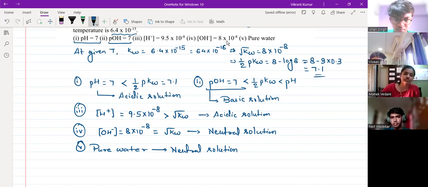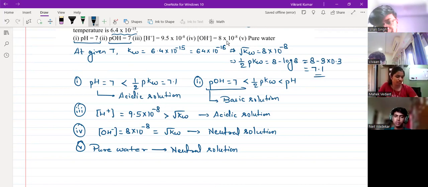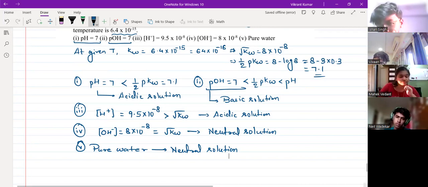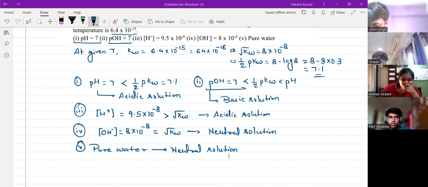We cannot say that its H plus will be 10 raised to minus 7 because we are talking about a temperature which is not 25 degrees. So this is one point. Like I told you, the shifting of the graph with temperature, how to compare it, how the neutral point pH is changing.